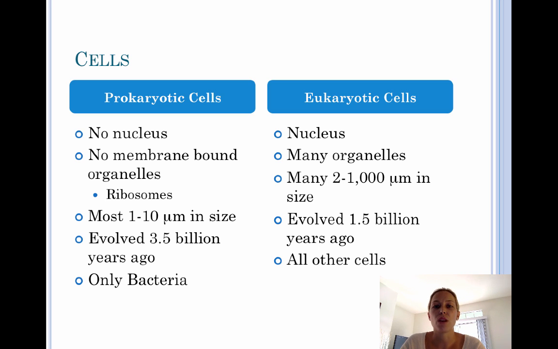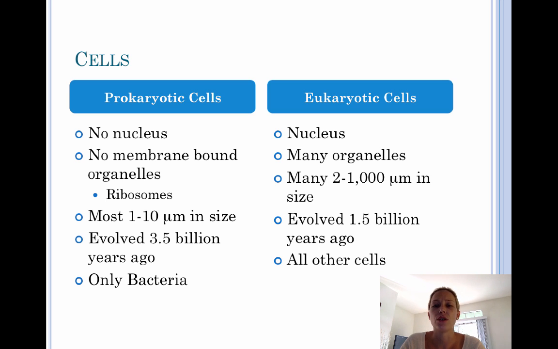They're anywhere between 1 and 10 micrometers in size, and they are our oldest living cells as they evolved about 3.5 billion years ago. Whether or not we are talking about the kingdom Eubacteria or the kingdom Archaeobacteria, we are talking about our prokaryotic cells. So all of our bacteria are prokaryotic cells.